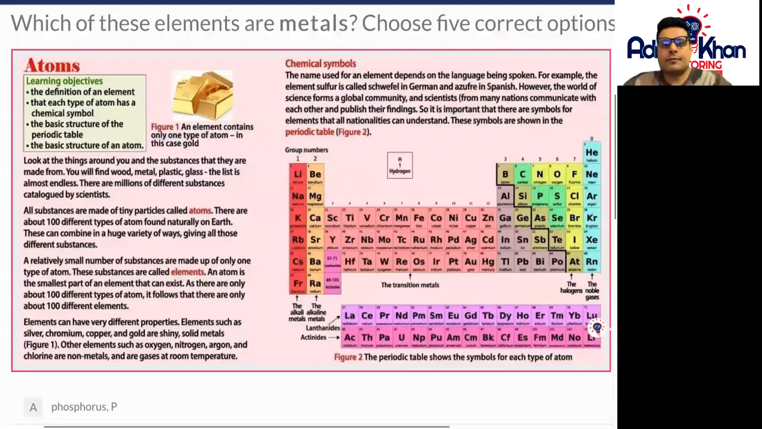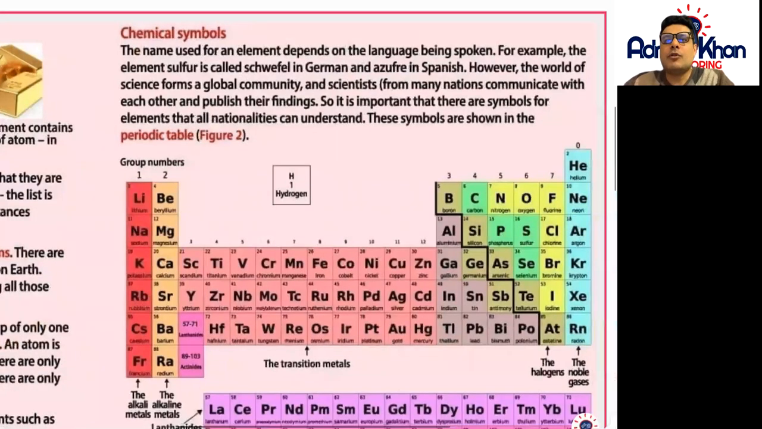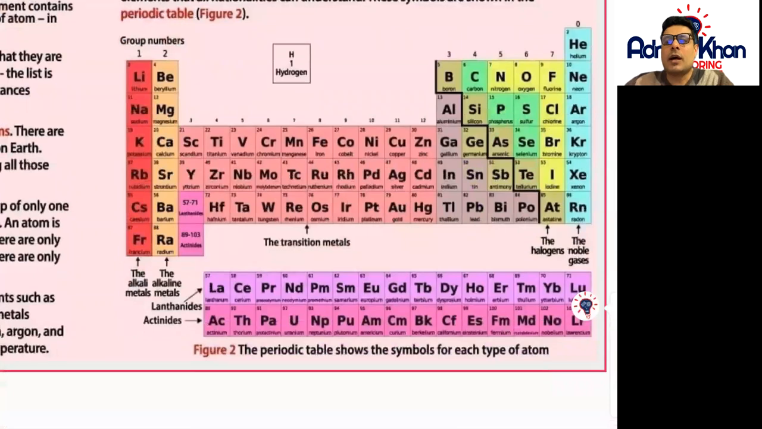So chemical symbols, what are they? The name used for an element depends on the language being spoken. For example, the element sulfur is called Schwefel in German and Azufre in Spanish. However, the world of science forms a global community, and scientists from many nations communicate with each other and publish their findings. So it is important that there are symbols of elements that all nationalities, wherever they are in the world, can easily understand. And that's why we have a periodic table that gives us the symbols for each different type of atom.